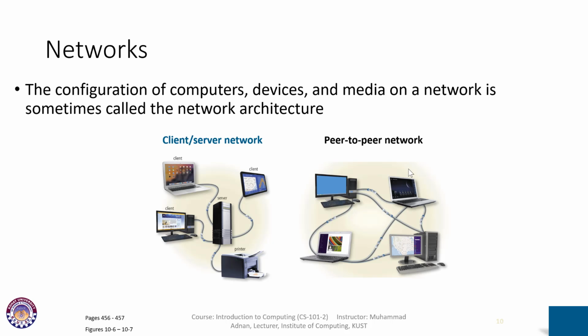Okay, so with that we have two types of networks called client-server network and peer-to-peer network. The configuration of computers, devices and media on a network is sometimes called the network architecture. So two basic types of architectures are client-server, which is commonly used, and then peer-to-peer network. In a peer-to-peer network we do not have any server. The computers have the same power, same capabilities, and there is no client and no server, so all of them communicate in order to share data, information, hardware and software resources.